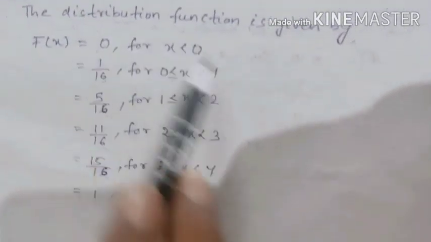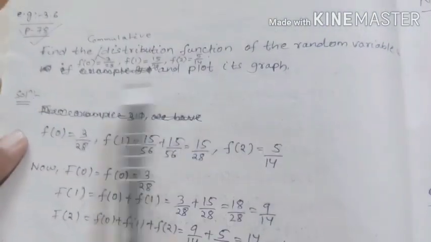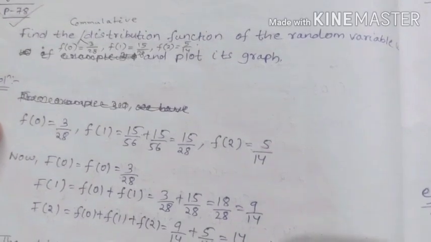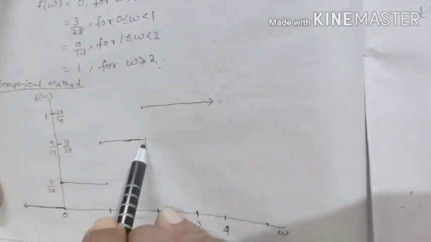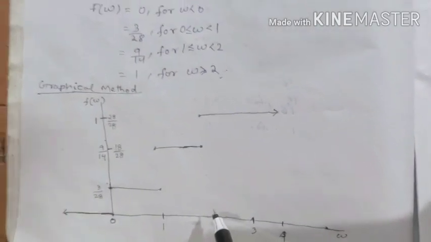We have to find capital F of x. In exactly a similar way, another example is to find the cumulative distribution function of the random variable, if f of 0 and so on, and plot its graph. Then in a similar way we find capital F of x, and the graphical method is purely a step function. The cumulative distribution function is a step function.